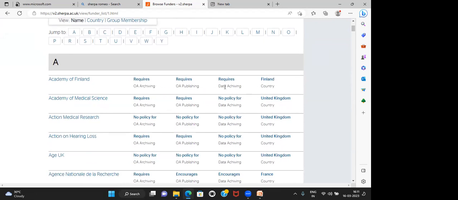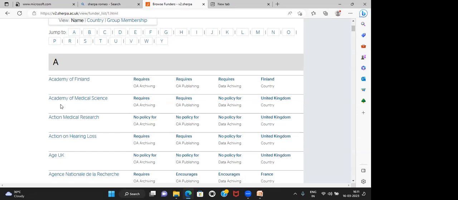There are three types of policy given here. This is the funder of Finland country. And here you see open access archiving. Open access is mandatory, that is required. This is the mandatory condition of the funders. Open access archiving is required. Open access publishing is required. Data archiving is required. This is the mandatory condition of these funders.